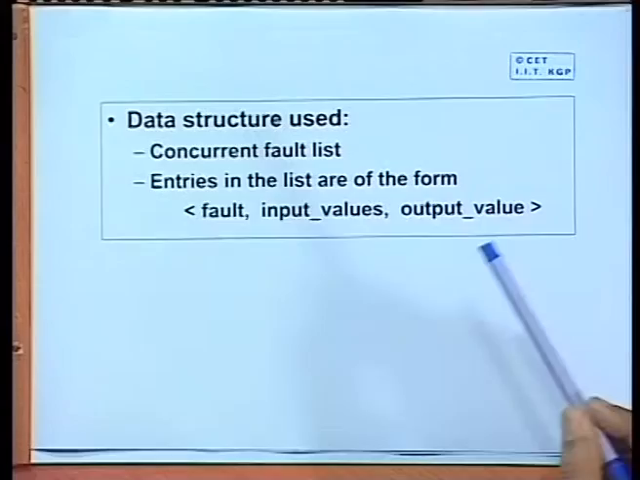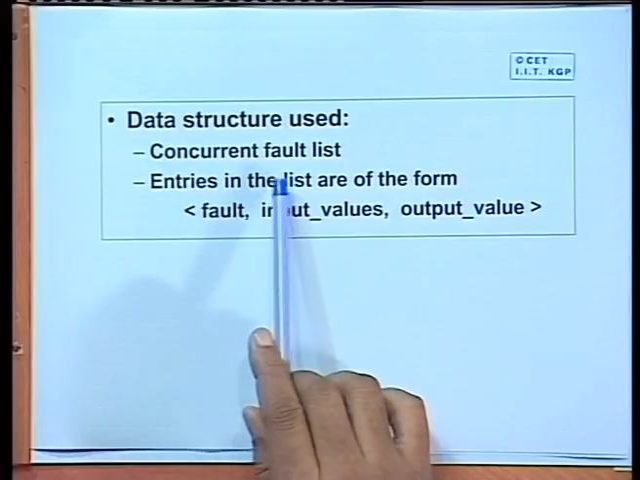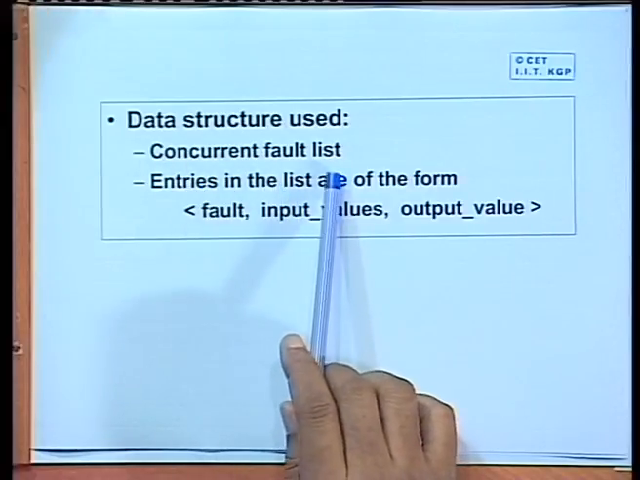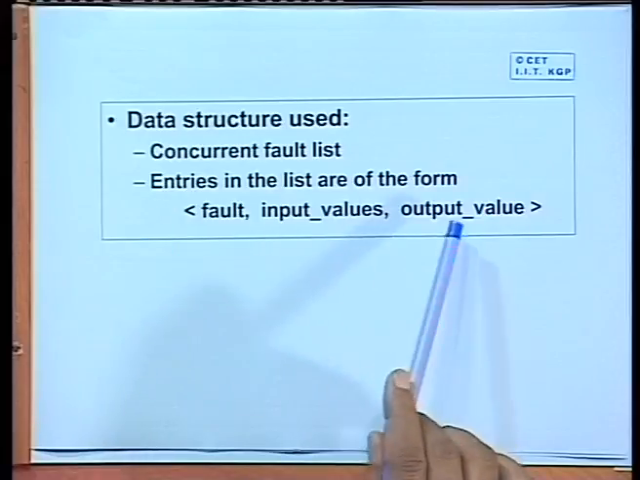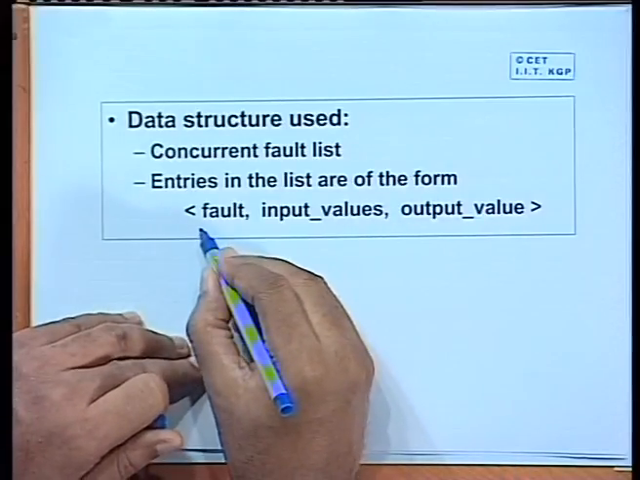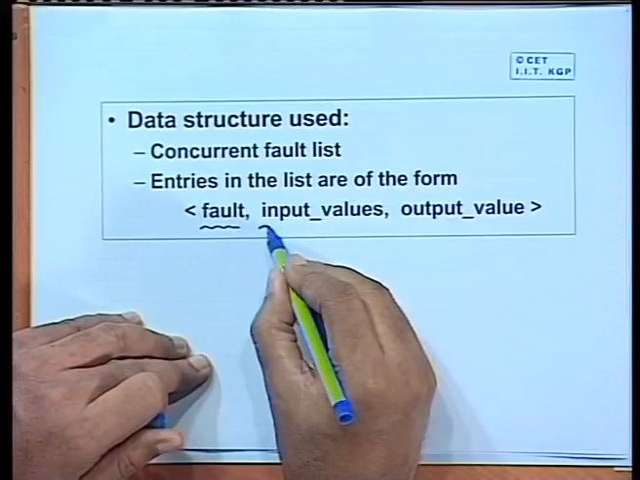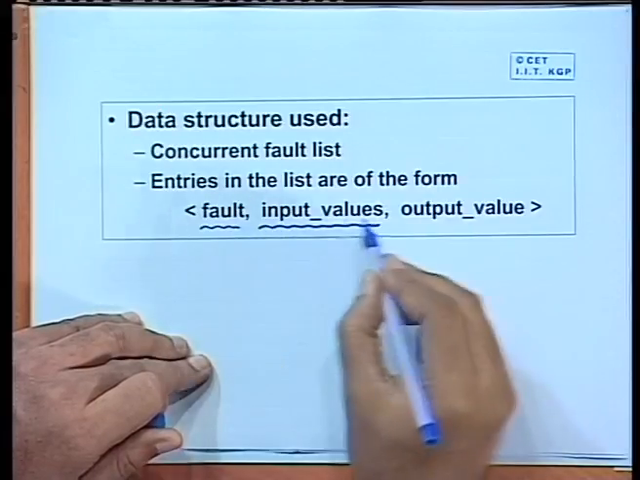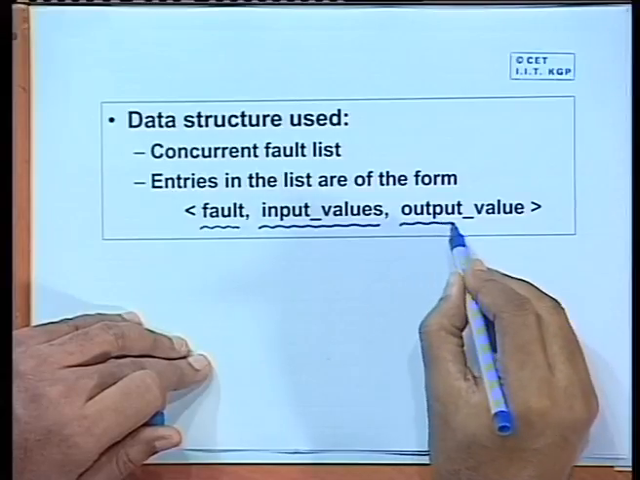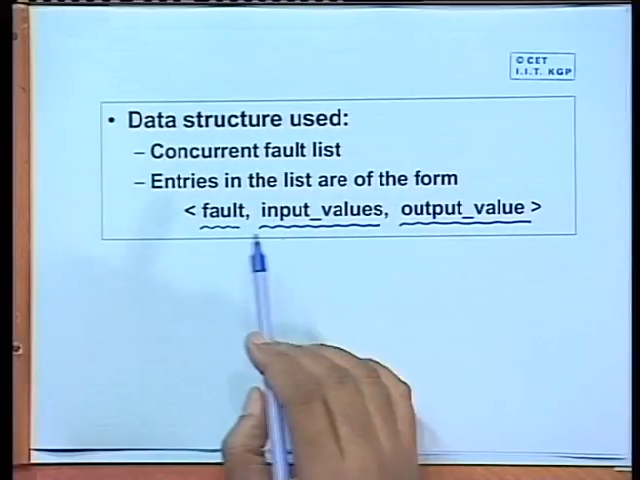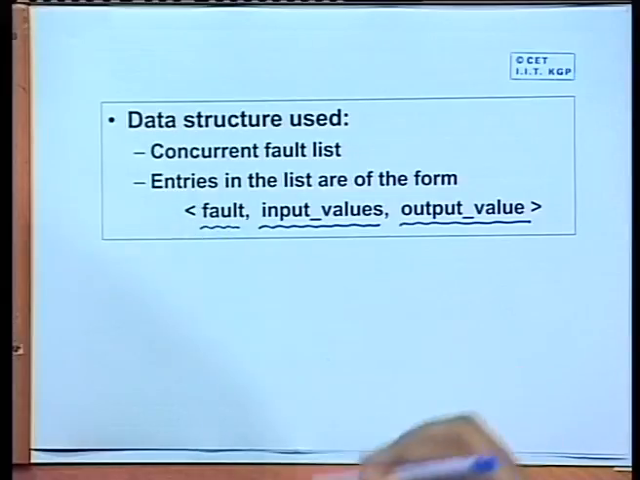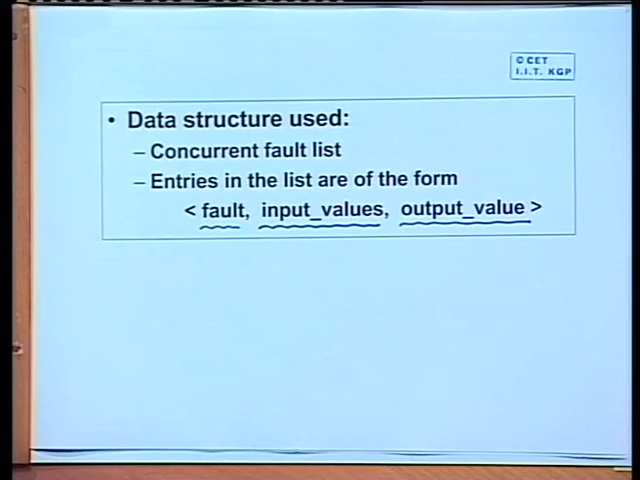So, what we actually mean is that the basic data structure we are trying to use here is called a concurrent fault list. Now, in the concurrent fault list, the entries are typically of the form, of course, the fault, the input values of the corresponding gate where the fault resides, and also the corresponding output value. So, in addition to the fault, we are also storing information about the input and output values. Now, let us take an example to illustrate this concept.